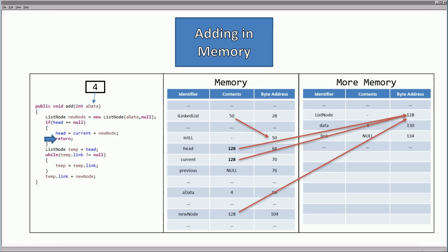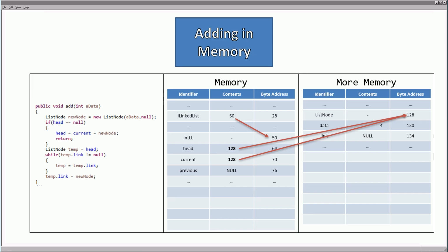Now we return. And as we have returned, the data that was stored here is gone. And also, this new node, which was declared here, is also gone. However, head and current still refer to this object in memory. And so we have added the first element to this linked structure.